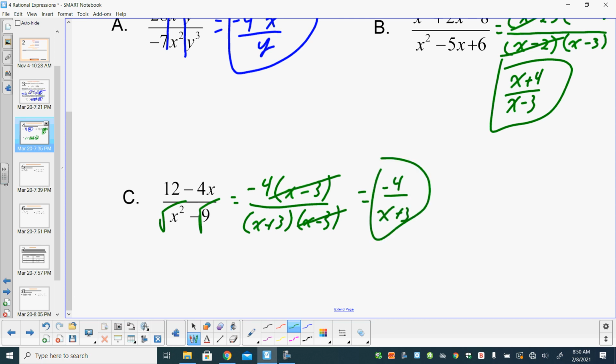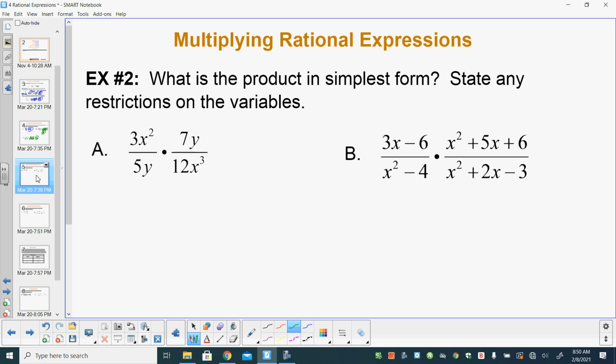Real quick, I want to jump back to B. The next big mistake students try to do is they try to cancel out the x's right there. You cannot. All right? If it's a binomial, the entire binomial has to be the same to be able to cancel. So try not to get cancel happy because that's what students tend to do. All right. So let's talk about multiplying.